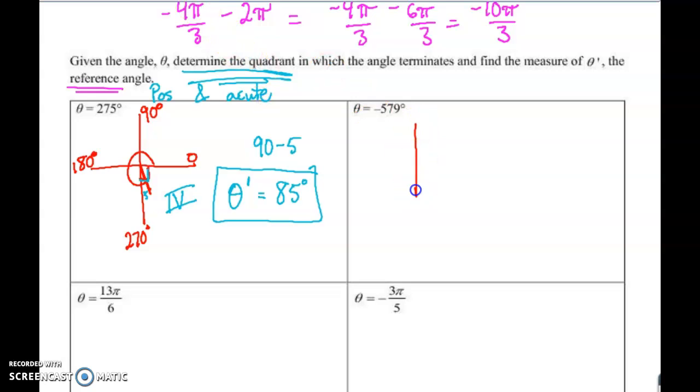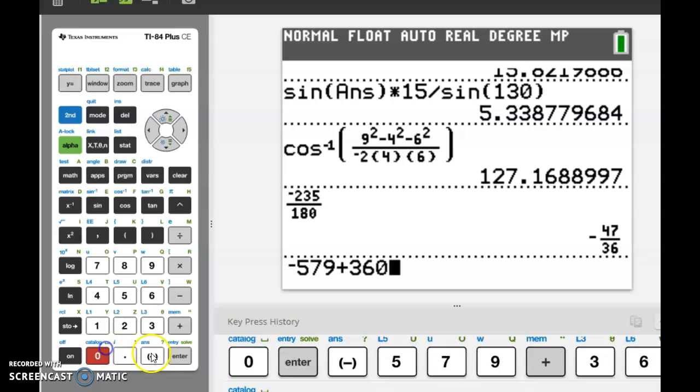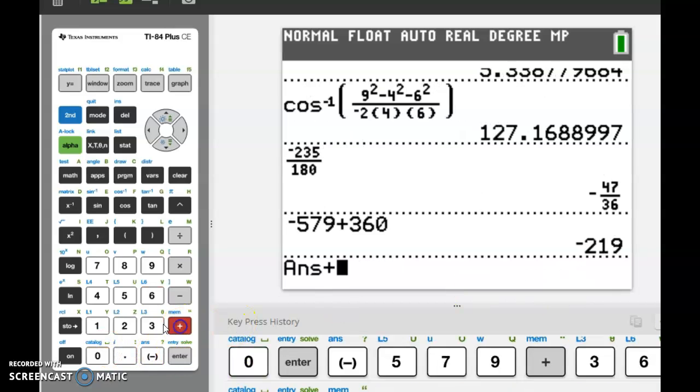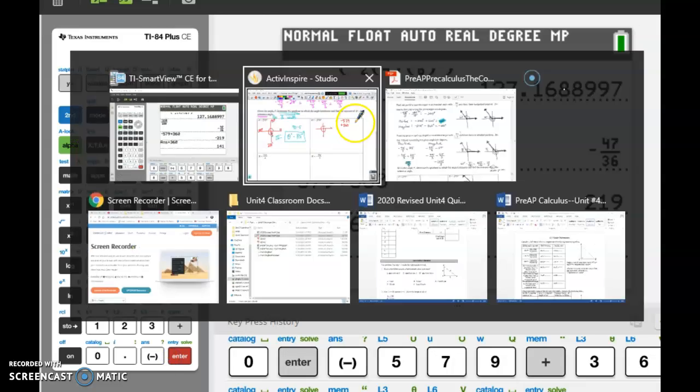So if you think about this one, if you don't like the negative angle, well, you can fix that. Negative 579 and start adding 360 to that. You can go to a calculator, nothing wrong with that. Negative 579 plus 360. I don't like that one, that's still negative. Plus 360, okay, 141. Now I can work with that.